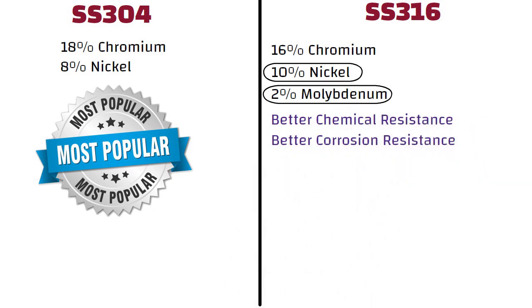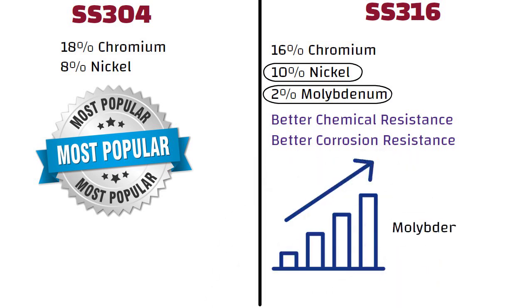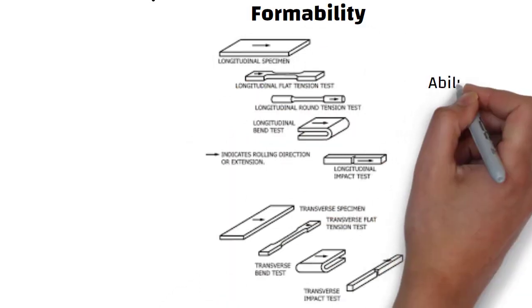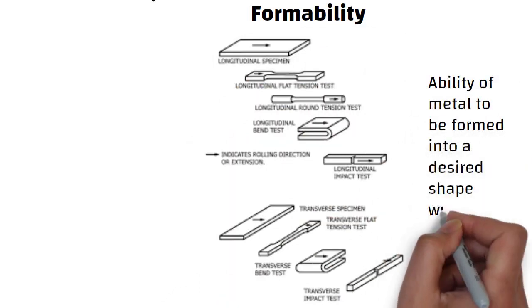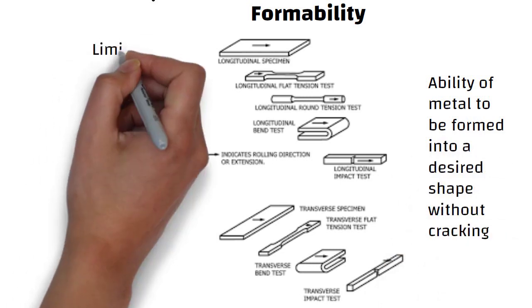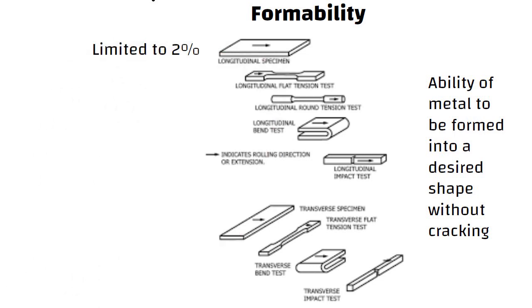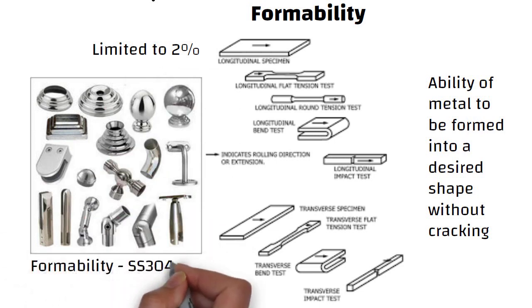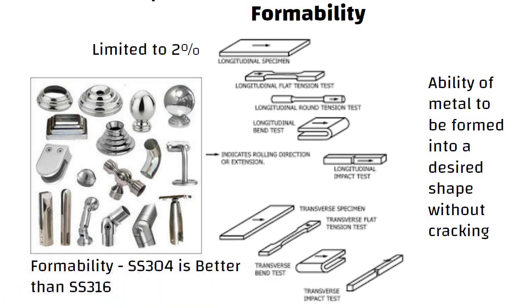So one can think that if we increase the content of molybdenum in SS316, then can we get better results? The answer is, if we increase molybdenum content in SS316, it can have serious consequences on formability. Formability means the ability of metal to be formed into a desired shape without cracking. That's why this molybdenum content is limited to 2%. Otherwise, we won't be able to form curved and complex designs from SS316 stainless steel. So when we talk about formability, SS304 is better than SS316.